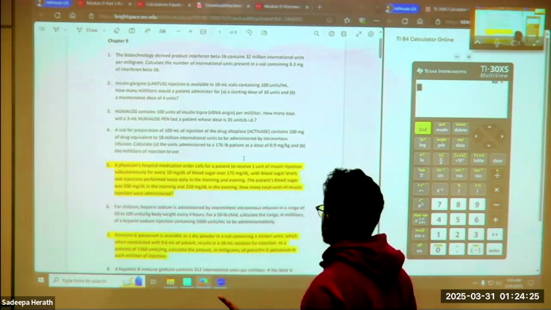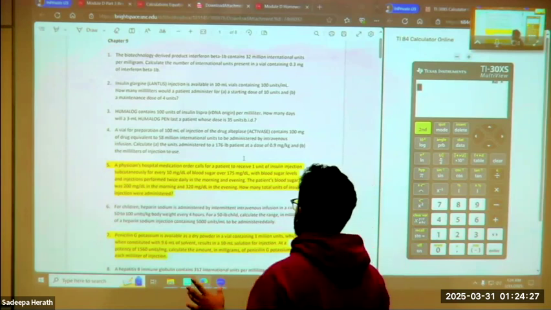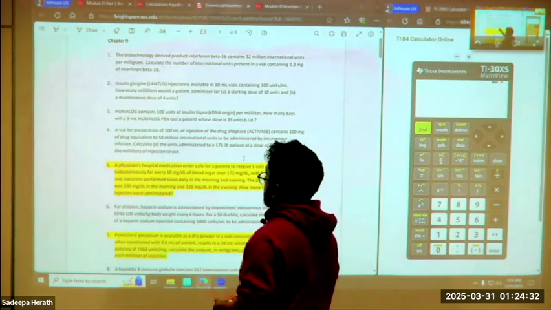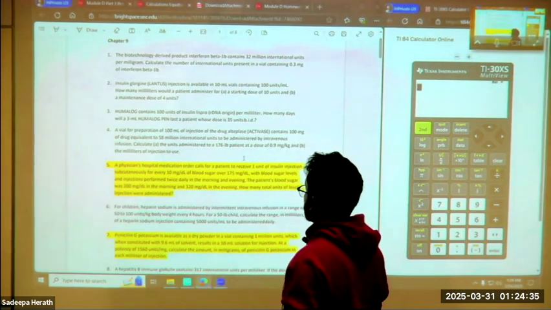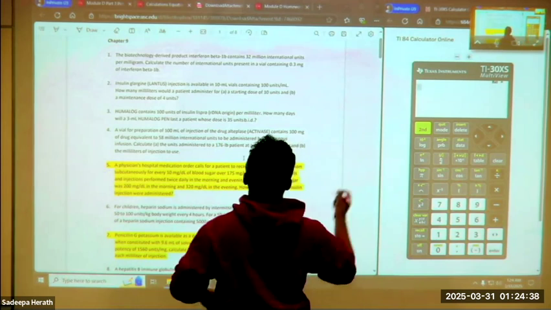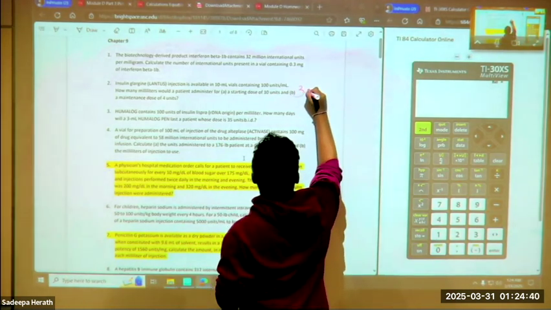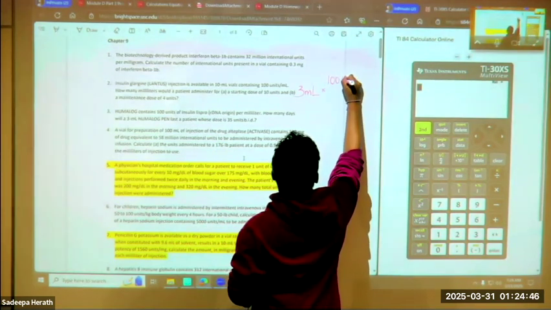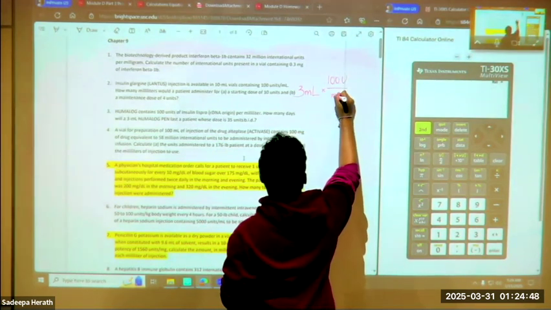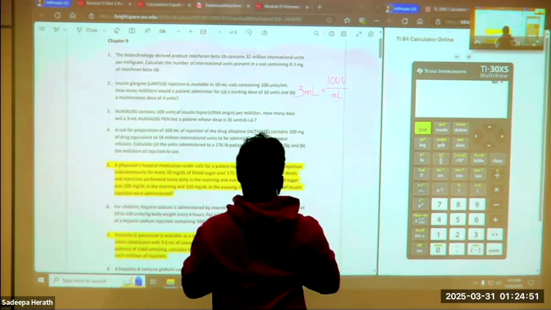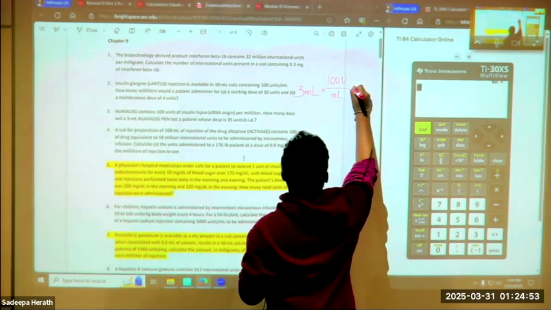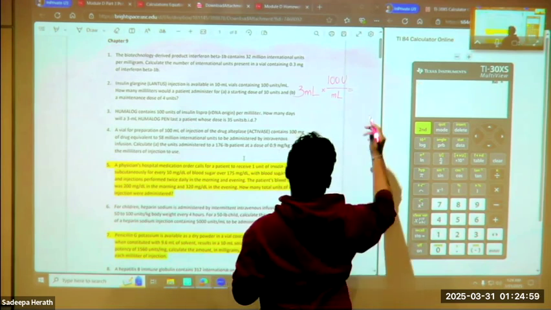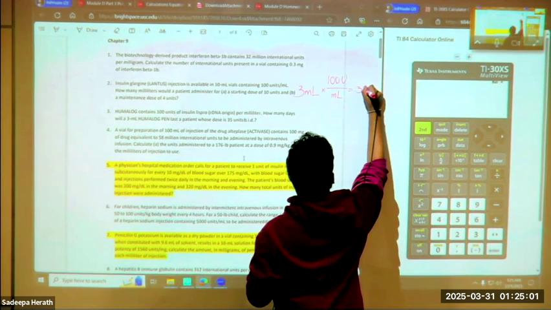So our plan of attack: first, we need to find out how many units total this person has available. The conversion factor here is 100 units of insulin per milliliter. We have 3 ml, so 3 ml times 100 units per ml. That's pretty standard for insulin, usually 100 units per ml in a pen. So for a 3 ml pen, that is 300 units.